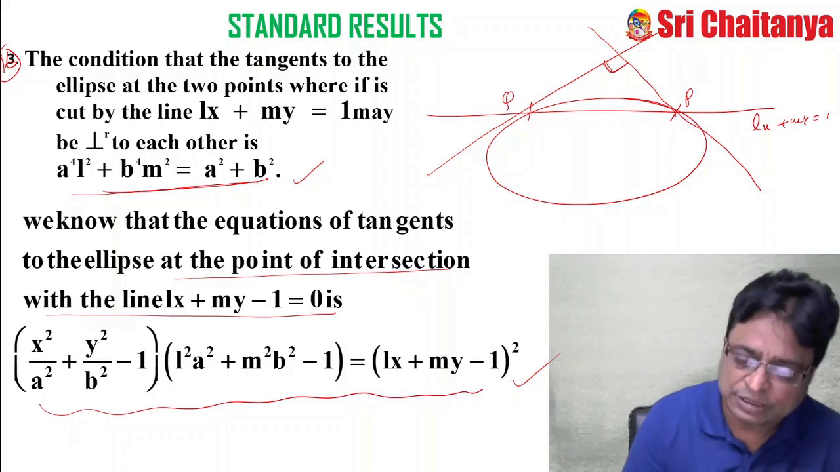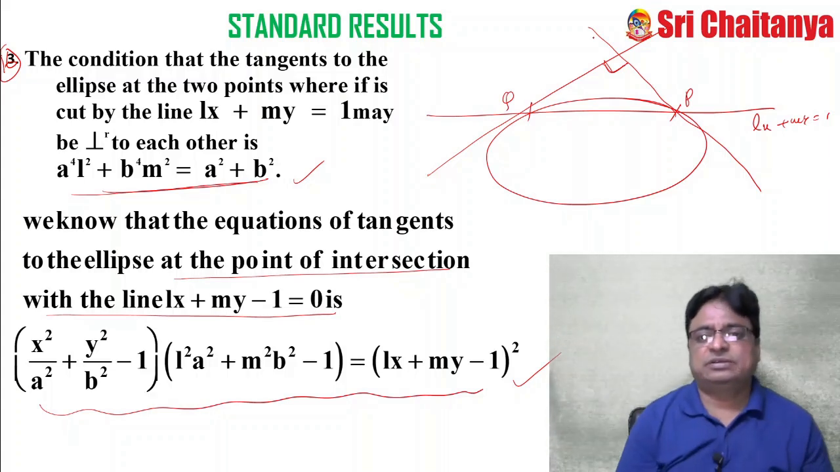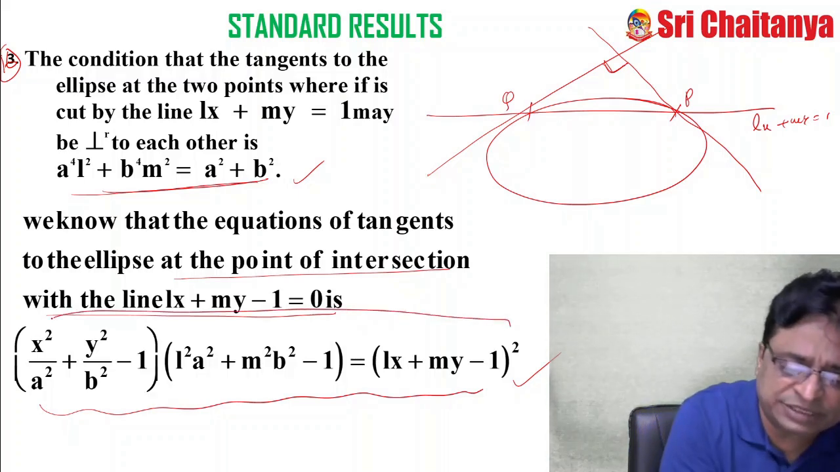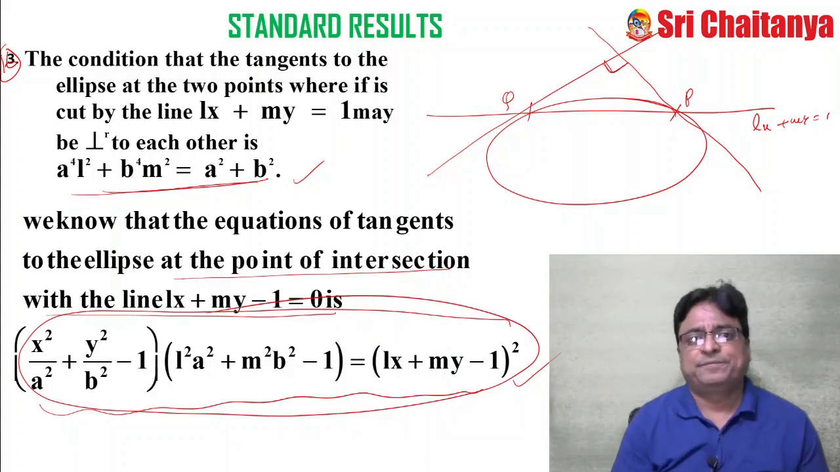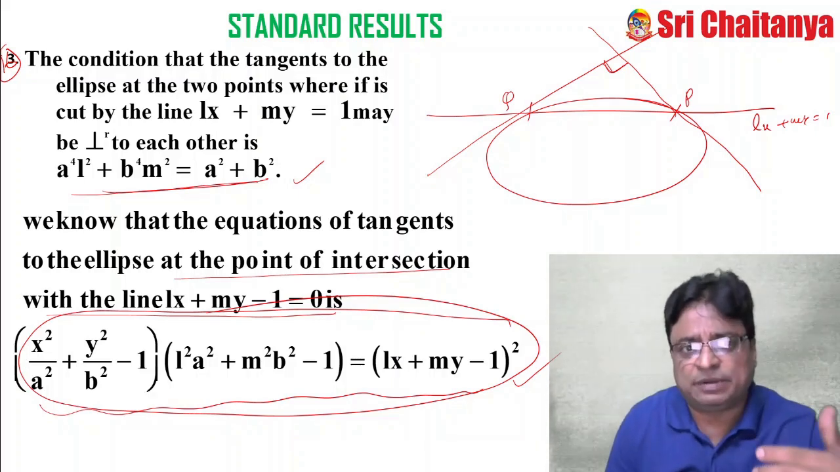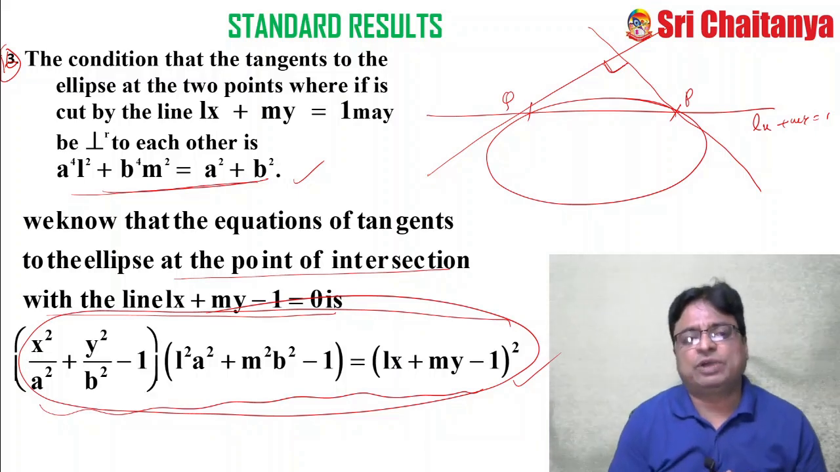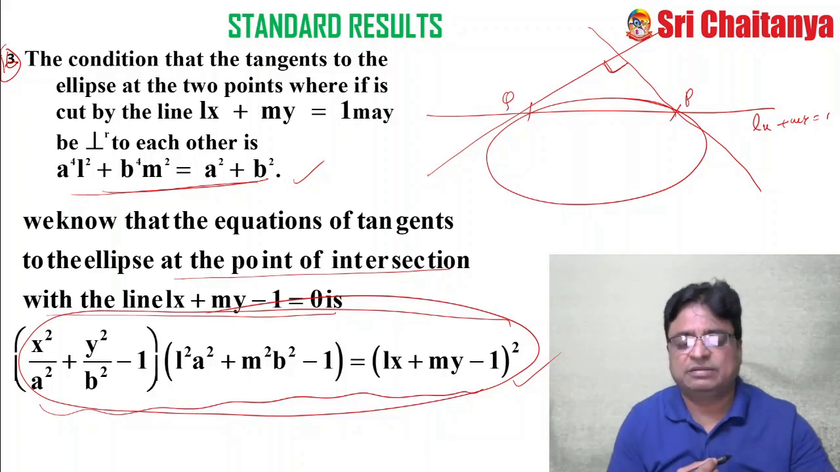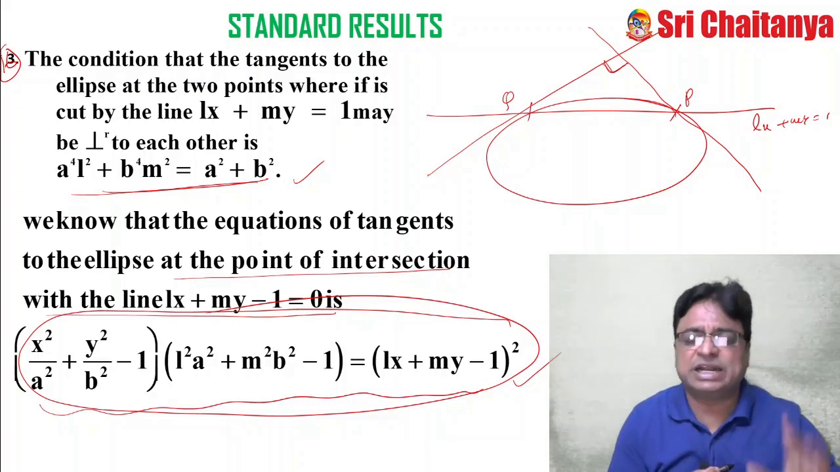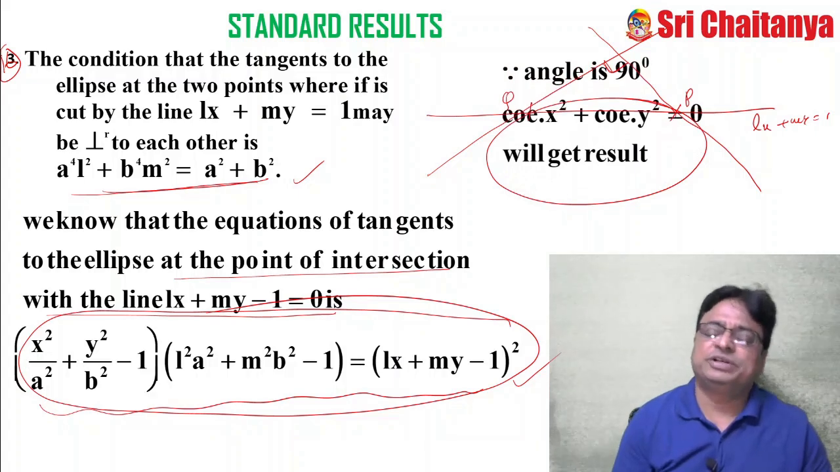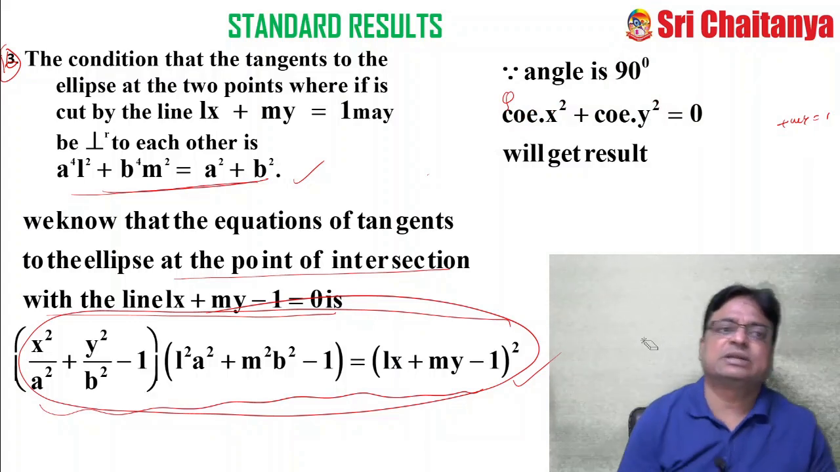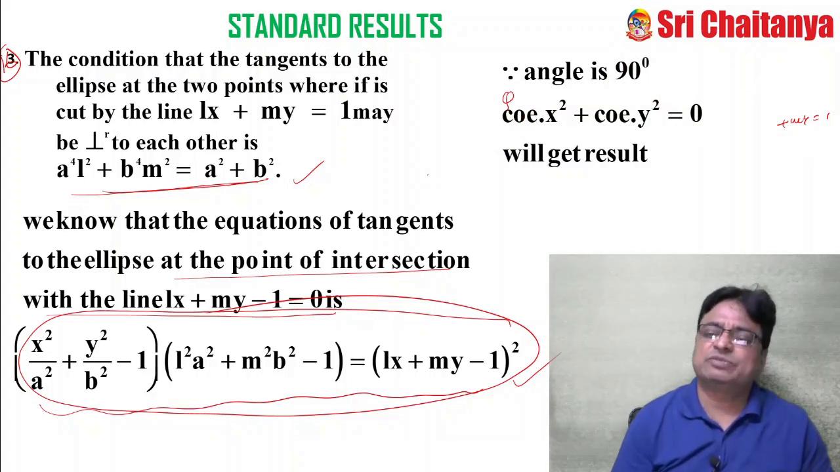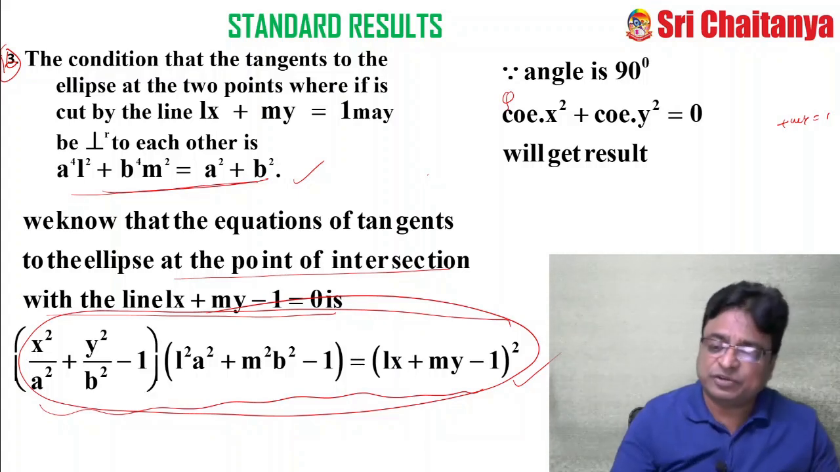And moreover, the angle between the pair of lines is 90 degrees. So if you practiced this, this is the equation of the pair of lines obtained by the line lx plus my equal to 1 with the ellipse. Then, since the angle is 90 degrees, what is that? Coefficient of x square plus coefficient of y square equal to 0. You apply, then automatically you will get the answer: a power 4 l square plus b power 4 m square is equal to a square plus b square. Because you know it very well.